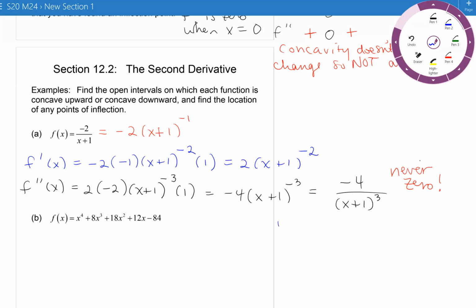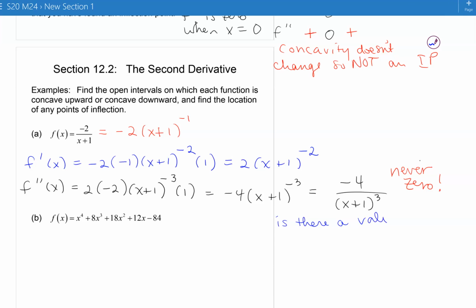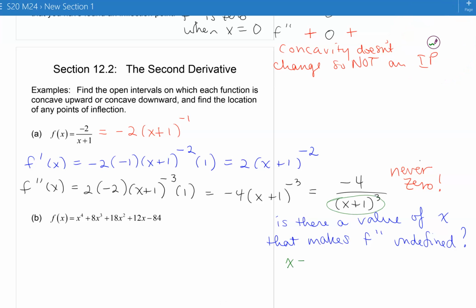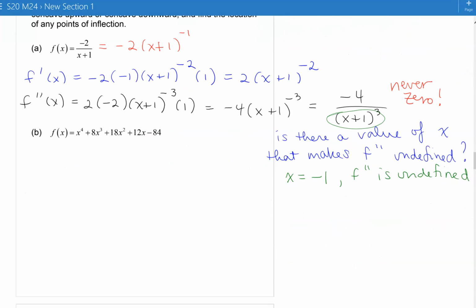So then my next question is, is there a value of x that makes f double prime undefined? And as soon as I say undefined, you should either be looking for a square root that has a negative number in it or a denominator that's 0. So look at this denominator and see when x is -1, f double prime is undefined. So this is the same definition as for the critical numbers of the first derivative. It's anywhere that the derivative is 0 or undefined. So this is our divider on our chart for f double prime. This is the x value that causes f double prime to be undefined.